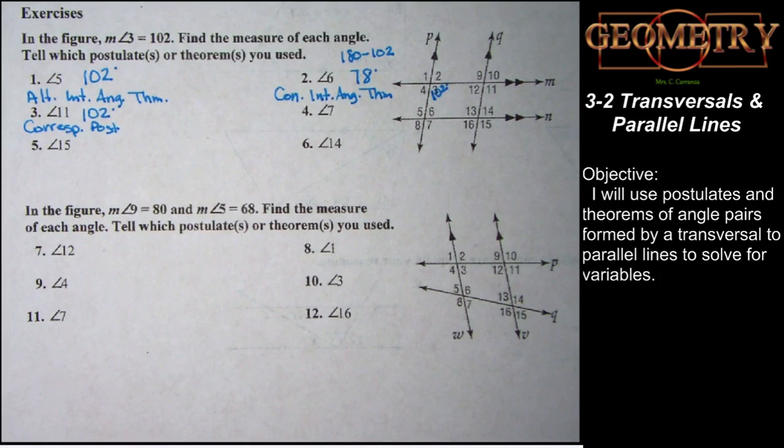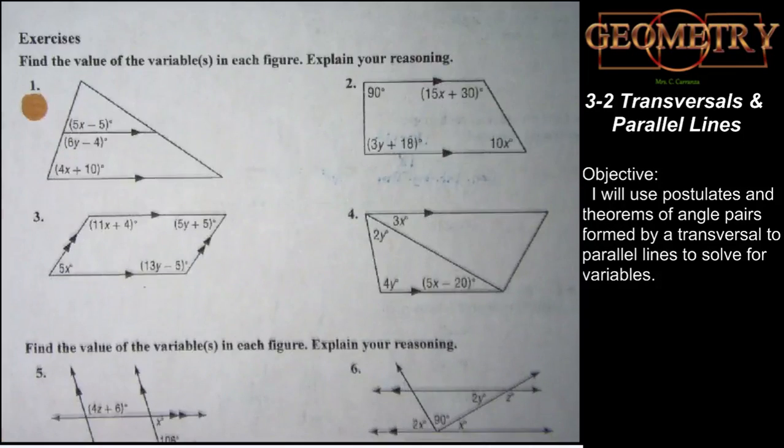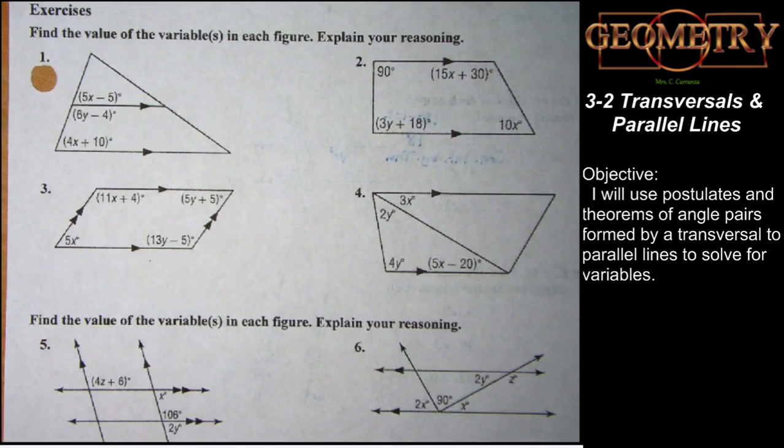All right, 7 through 12 is the same sort of idea, except you only have 2 parallel lines. W and V are the only ones parallel. P and Q are not. So keep that in mind when you're looking at those angles, okay? Let's turn the page. I just want to show you real quick numbers 1 through 4. Same idea. We have to find our parallel lines though.